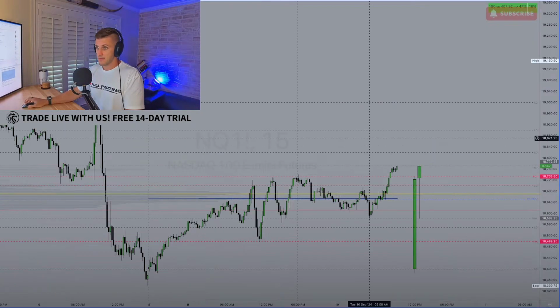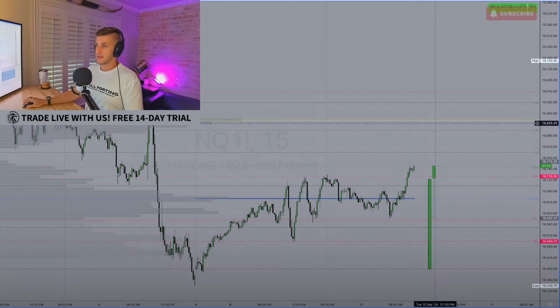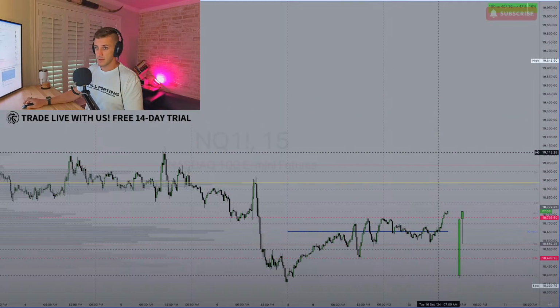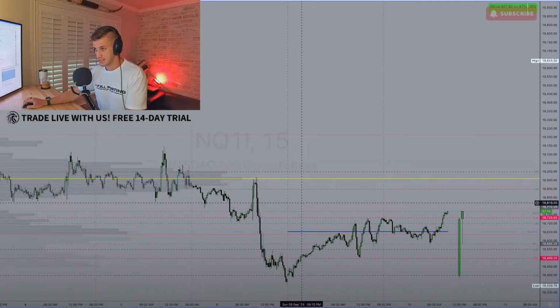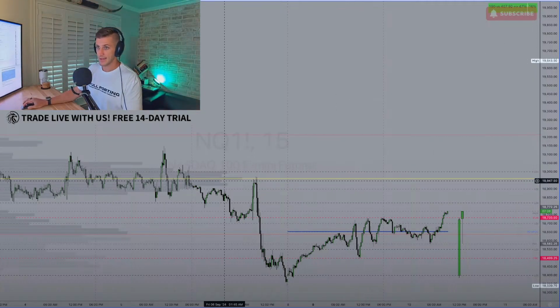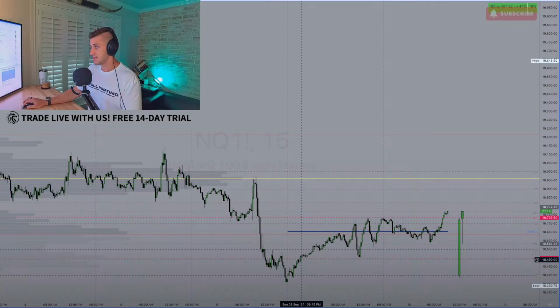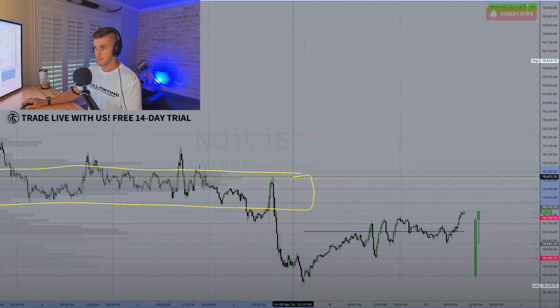Ideal scenario for me would be some sort of retest of that prior day high to trade up into the 18,820 area. You can see that was previously a key area of support from last week. Most likely it will now serve as resistance, right? And then up into 18,900. And at that point we're back into last week's structure, right? All through here. There's your structure from last week.